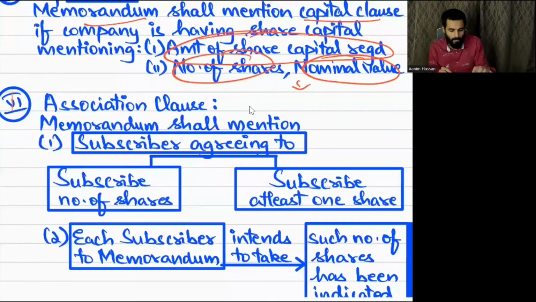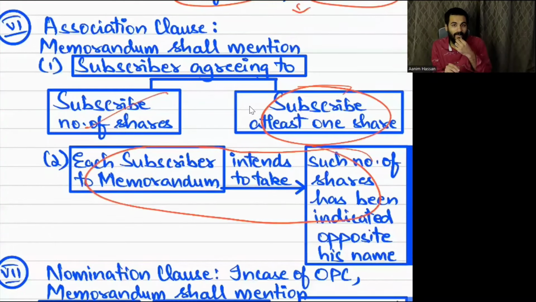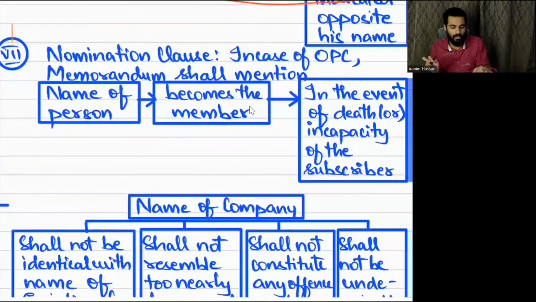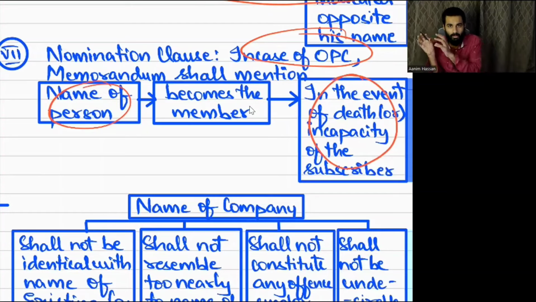Then subscribers: the number of shares they have agreed to take, but subscribers should have at least one share. In the memorandum, next to the name of the company, how many shares he has taken will be mentioned. Then in case of a one person company, where the member has died, since there is only one member, that member's nominee's name will be mentioned there.